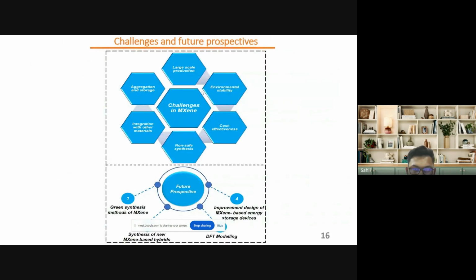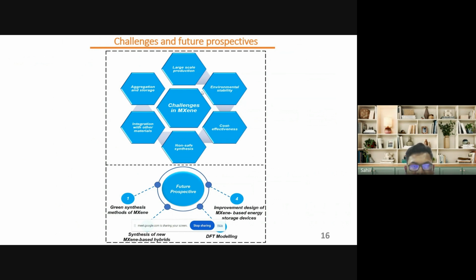So, challenges and future scope. There are a few challenges in MXene. First is large scale production. Large scale production of MXene is difficult. Then environmental stability, cost effectiveness, and non-safe synthesis. As we use hydrofluoric acid and HCl acid, it does not have safe synthesis.